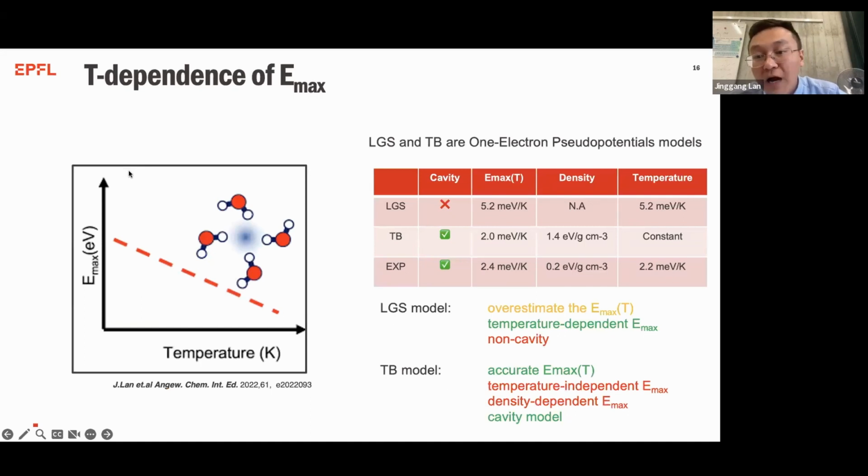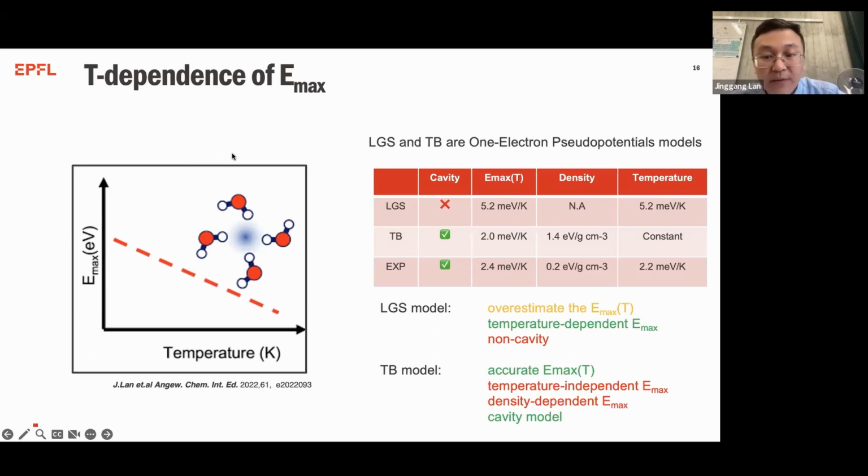And in the second part of my work, I will focus on the temperature-dependent property of the solvated electron. Within the one-electron potential scheme, many works have attempted to understand the temperature dependency of the absorption maximum upon the change of thermodynamic condition. The non-cavity model, LGS, has been found to describe the temperature-dependent absorption maximum at fixed density in a quantitatively correct fashion, apart from the slope being overestimated by a factor of 2.